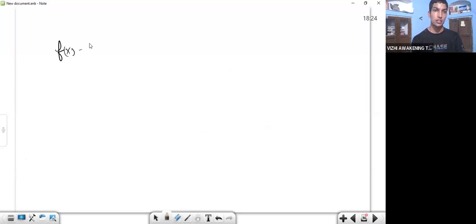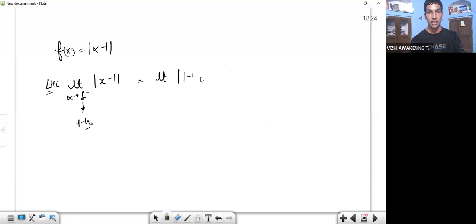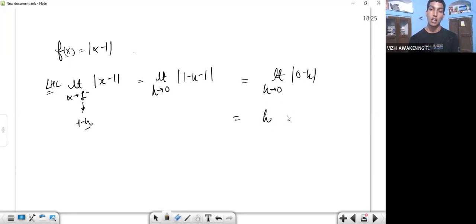So our function is |x - 1|. First, find the left hand limit: the limit as x tends to 1 from the negative side. So 1 negative is similar to 1 minus h. So it is |1 - h - 1|, and h tends to 0, because we have discussed earlier that the value of h is approximately 0, as it tends towards 0. Solving further, it becomes 1 minus 1, 0 minus h, so it is minus h, which comes out to be h, with h tending to 0. We can substitute the value of h with 0. So the left hand limit is 0.